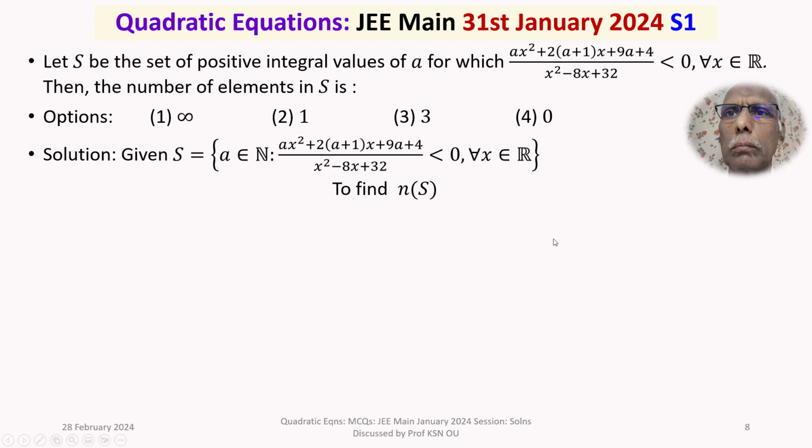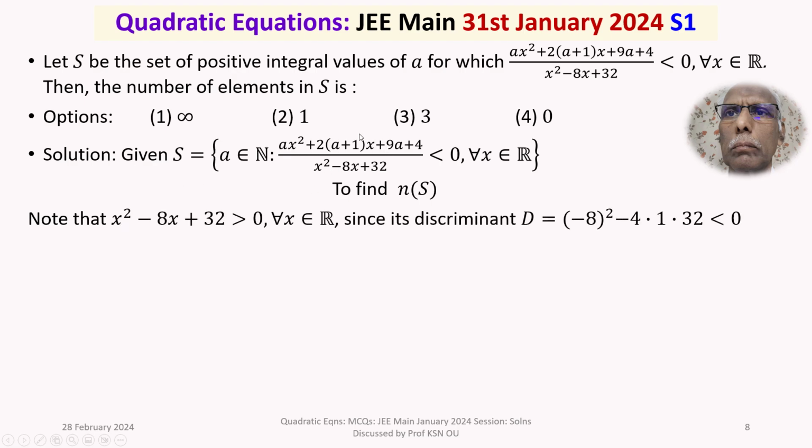Agreed. Now let's look at the numerator by denominator here. The denominator we want to cancel off. If we want to multiply by this one, we have to see whether it is always positive or always negative. If it is always positive, this less than will be retained. If it is always negative, this less than will become greater than. So let's take x square minus 8x plus 32 greater than 0. Yes, this is true. It is greater than 0 for all x belongs to R.